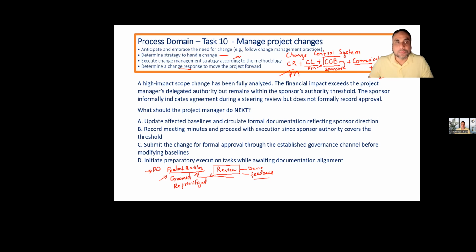Okay. So this is the adaptive style of doing the work. Whatever the changes, they will be reflected in the product backlog, and then they will be prioritized based upon the prioritization techniques which were being used. And it can only be done by the product owner.